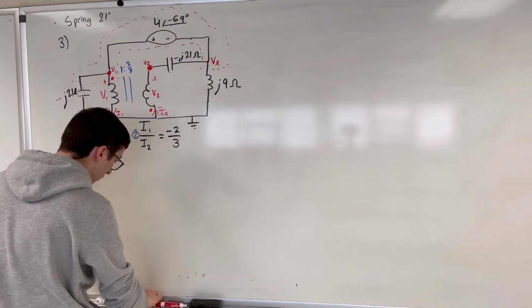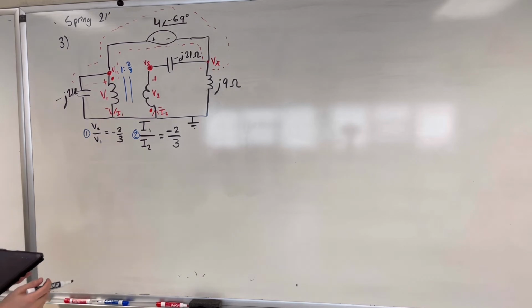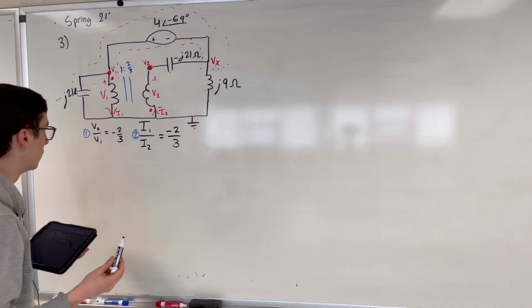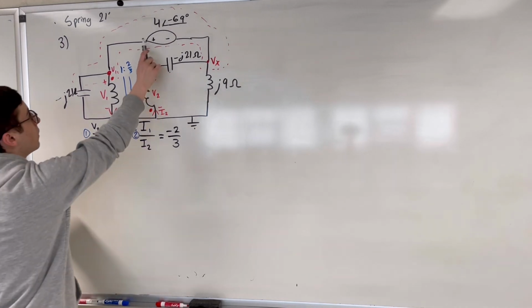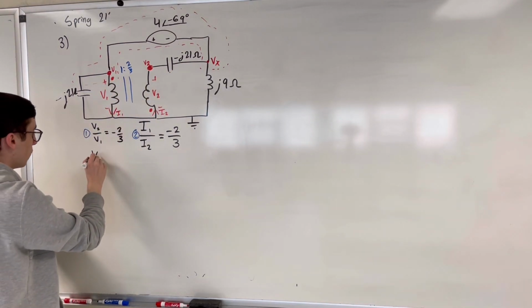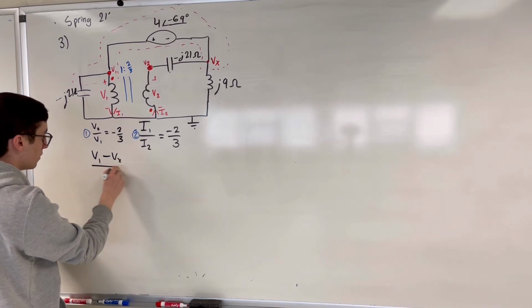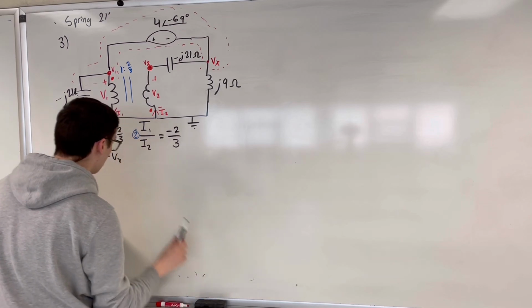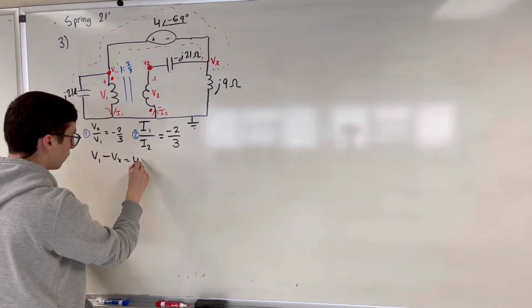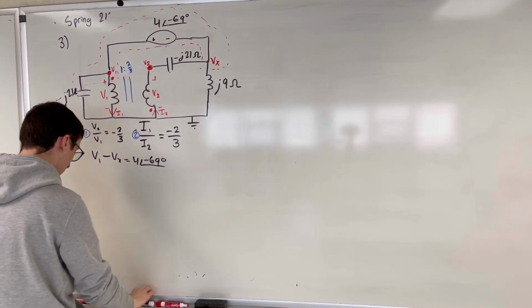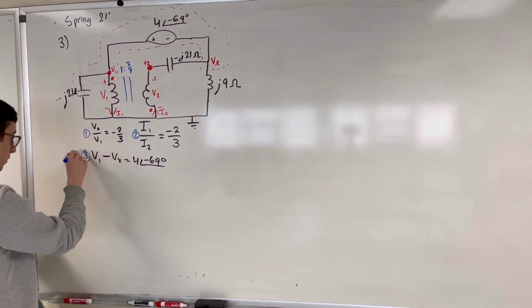So our third equation, which can be very simple, is just going to be the node voltage of the supernode. Since we have plus to minus, that means V1 is at the higher voltage. So we have V1 minus Vx is equal to, not over, is equal to 4 phase angle negative 69. Nice. There is our third equation.